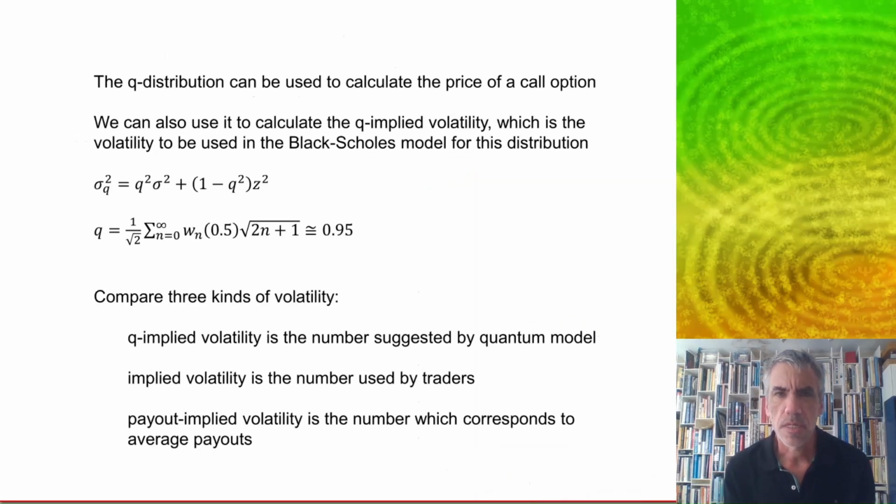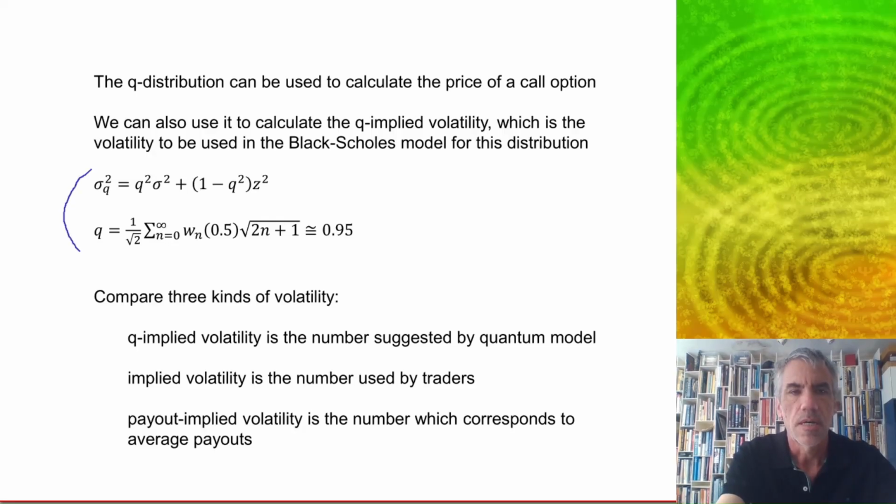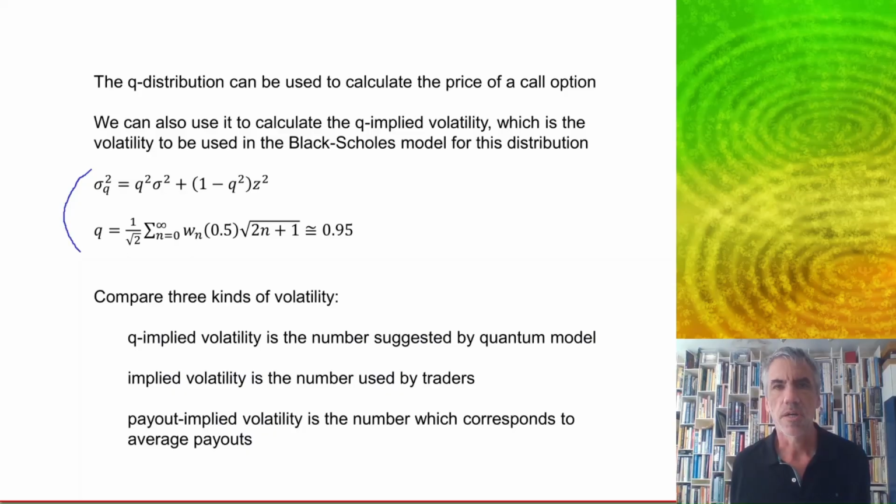But now, what can we do with this q-distribution? Well, one thing is that we can use it to calculate the price of a call option. And we can also use it to calculate the q-implied volatility, which is the volatility to be used in the Black-Scholes model assuming that this distribution holds. If we go through the exercise of doing all the calculations, you find that the q-implied volatility sigma_q squared is equal to q squared sigma squared plus (1 minus q squared) z squared. So it's basically like a flattened version of q-variance. And the number q is about equal to 0.95.